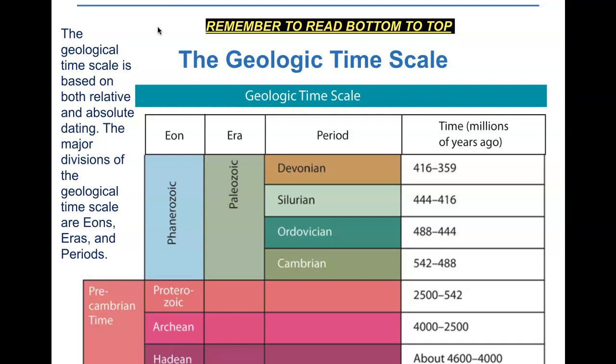Eons are further subdivided into eras. The Phanerozoic eon, for example, is divided into the Paleozoic, Mesozoic, and Cenozoic eras, which are then subdivided into periods, which range in length from nearly 100 million years to just under 2 million years. The Paleozoic era, for example, is divided into 6 periods, including the Permian period.